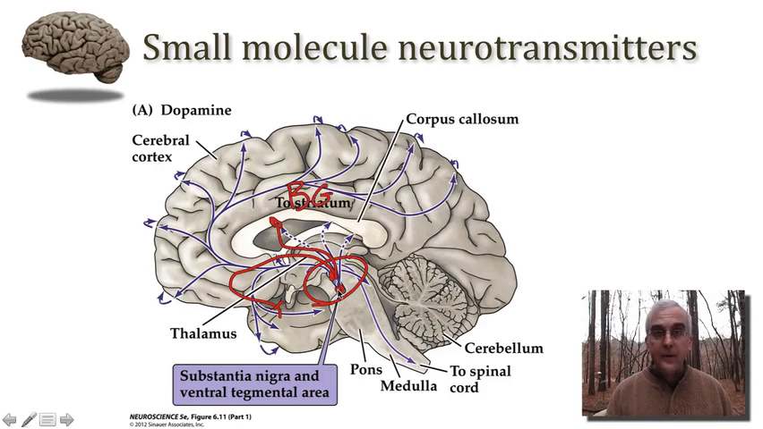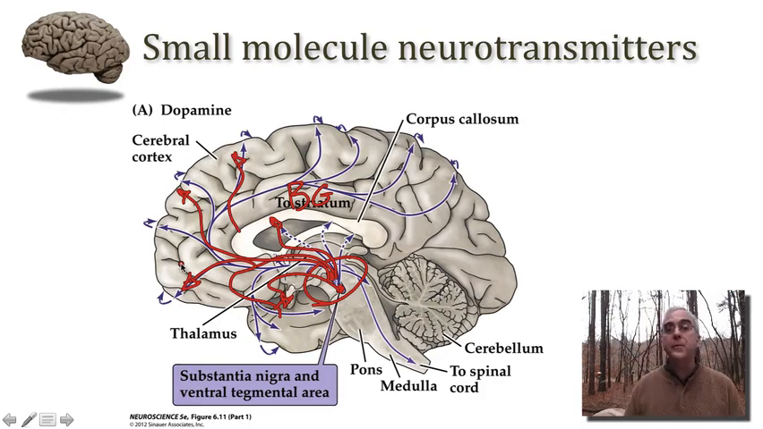And from the ventral tegmental area, projections go into medial temporal lobe structures, such as the amygdala, as well as to this ventral and medial aspect of the prefrontal cortex. So dopamine is a very important neuromodulator in all of these places.